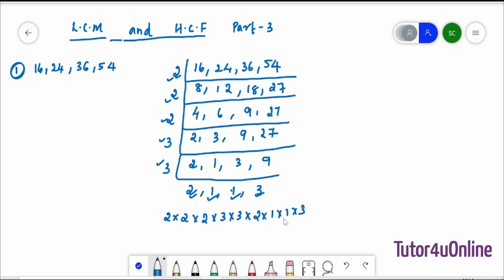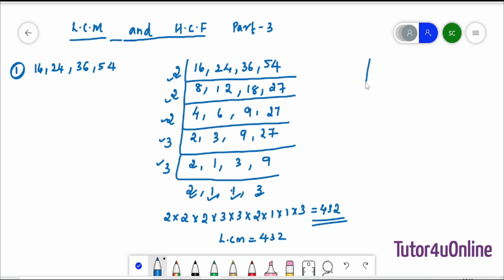2 times 2 times 2 equals 8. Then 8 times 3 equals 24. 24 times 3 equals 72. 72 times 2 equals 144. Then 144 times 3 equals 432. So 432 is the answer. That means the LCM of 16, 24, 36 and 54 is 432.